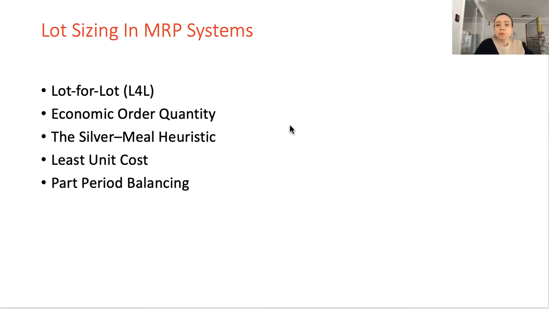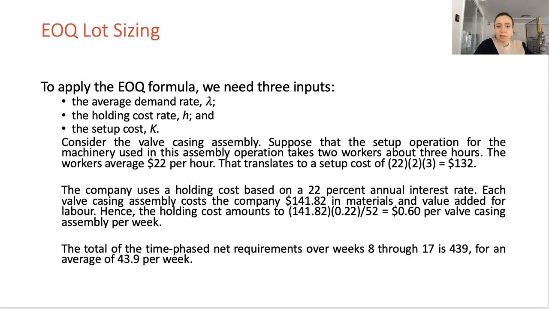Now I will introduce you four more lot sizing methods in MRP systems. These are the economic order quantity method, the silver meal heuristic method, the least unit cost method, and lastly the part period balancing method. And all of these methods are heuristic methods. We do not guarantee the optimal solution with these methodologies. Let's start with the first one, the economic order quantity method.